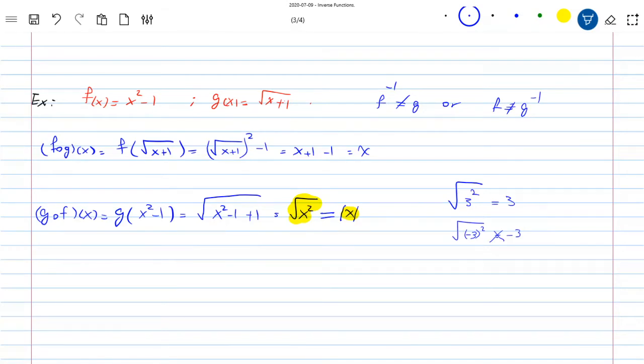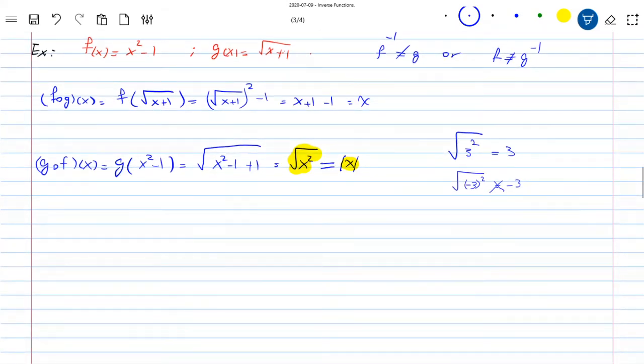In one sense, you can see it through the graph. Here's f. How does f look? x squared minus 1. x squared is a parabola, minus 1 shifted down 1 unit. This is x squared minus 1.